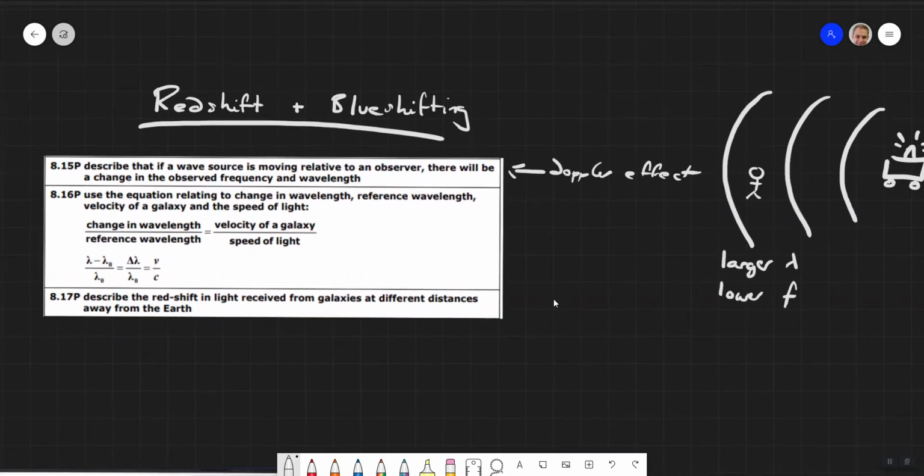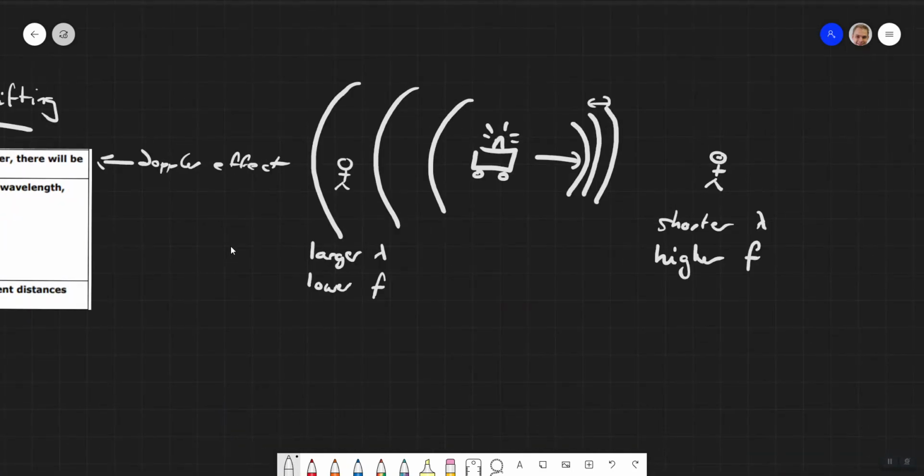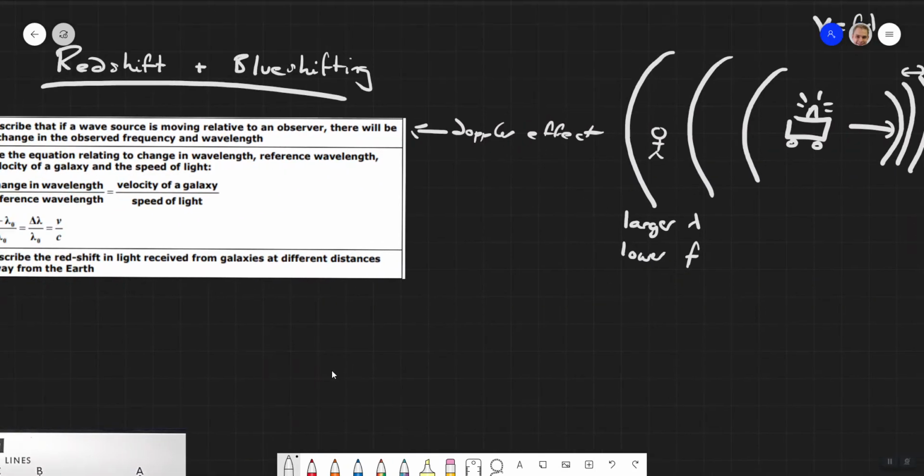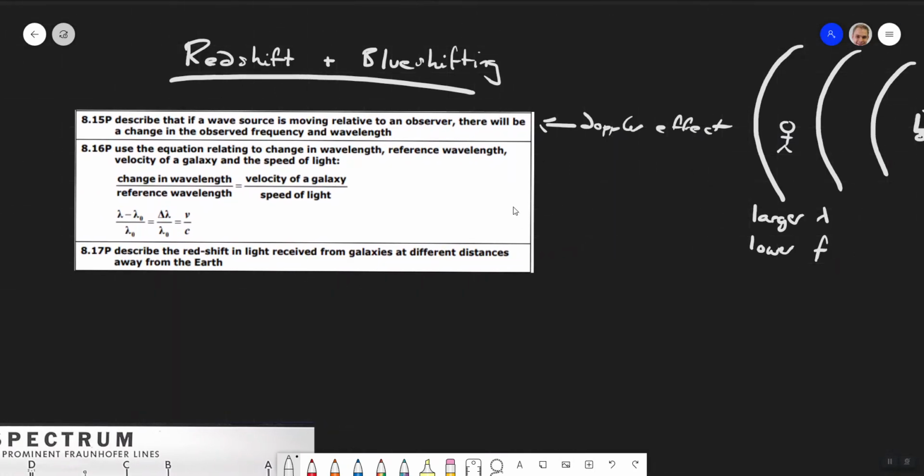But this first idea: if a wave source is moving relative to an observer, there is a change in the observed frequency and wavelength. What's important is that you're still measuring the same speed. So you've got v equals f lambda. If one of these goes up, the other one goes down. We're going to think about how this can apply to cosmology and to stars, using an equation which allows us to measure changes in wavelengths and velocities of galaxies, and the speed of light. So we can actually work out how fast things are going just by looking at them. But in order to understand that, we have to know what it is we're looking at.